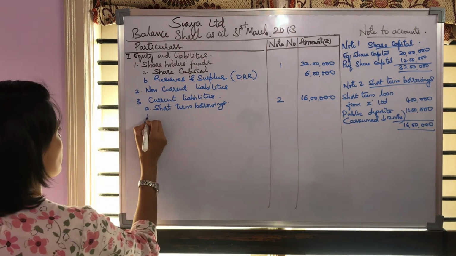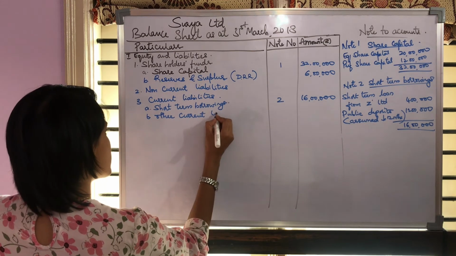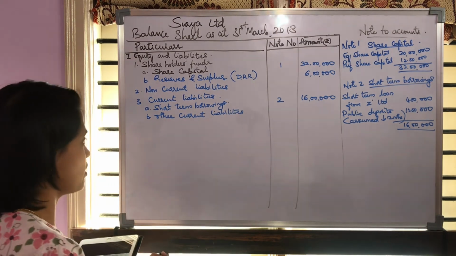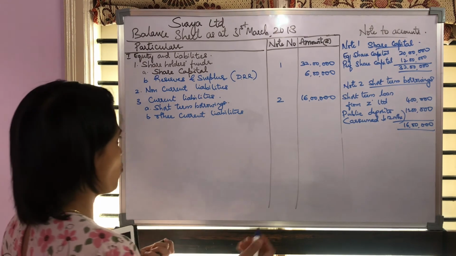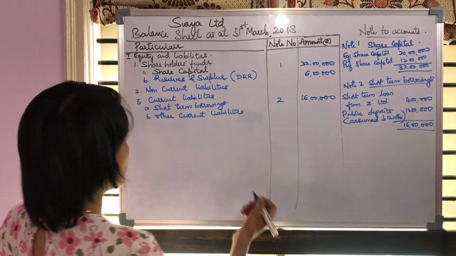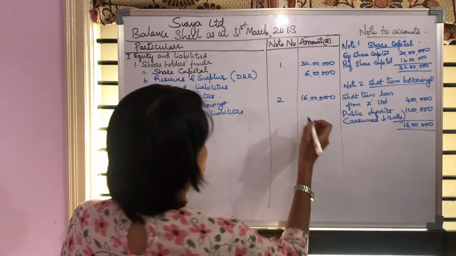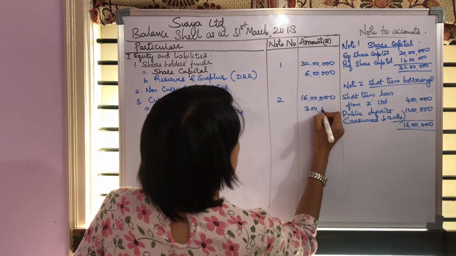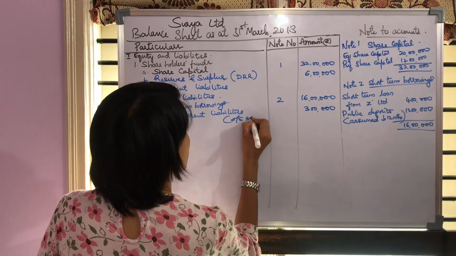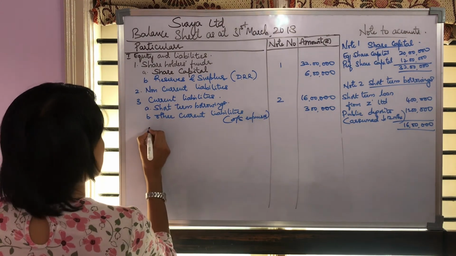Next we have other current liabilities. So for other current liabilities, we have outstanding expenses. So what you can do is, again you can avoid preparing note to accounts because there is only one item. You can write the outstanding expenses amount, that is being rupees 3 lakh, and in bracket you can show it as outstanding expenses.